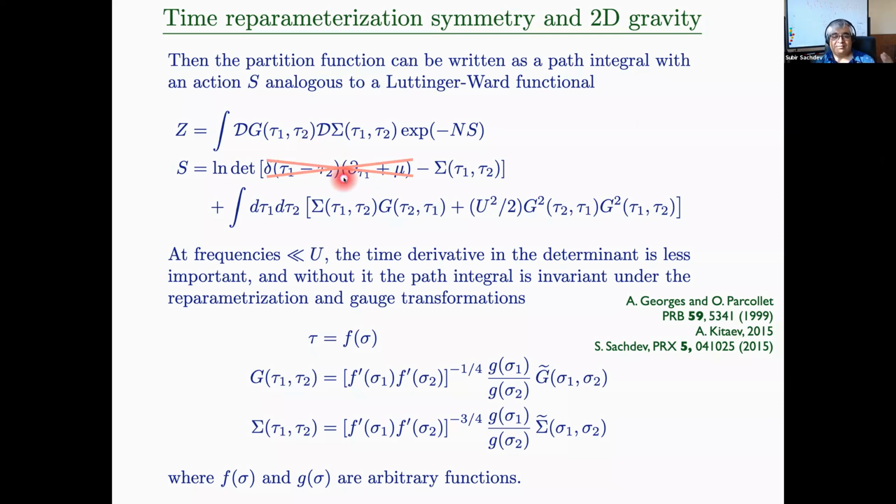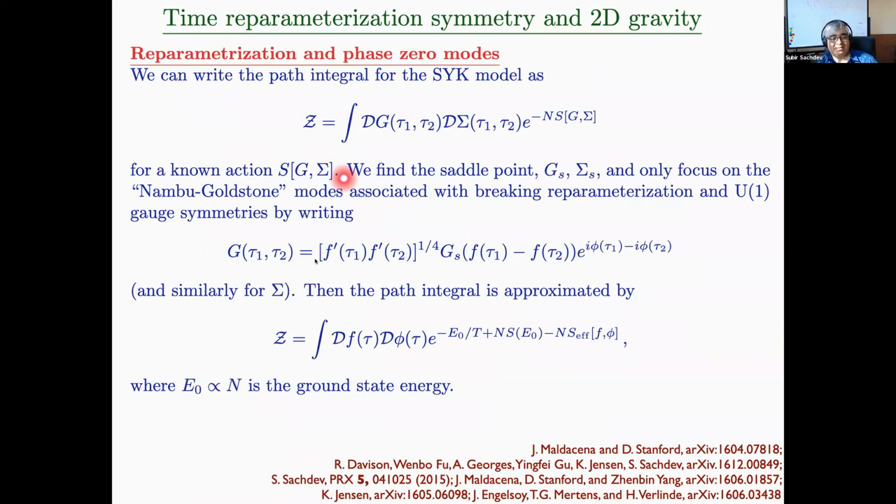So what is that flat direction? Well, the flat direction in G space is this. You take the saddle point solution, G sub S, which I just described, and you perform a time reparameterization of it. Okay, so this G of tau 1, tau 2 only depends on F of tau via this saddle point reparameterization, the time reparameterization of the saddle point solution. There's also a gauge transformation, but I won't mention that.